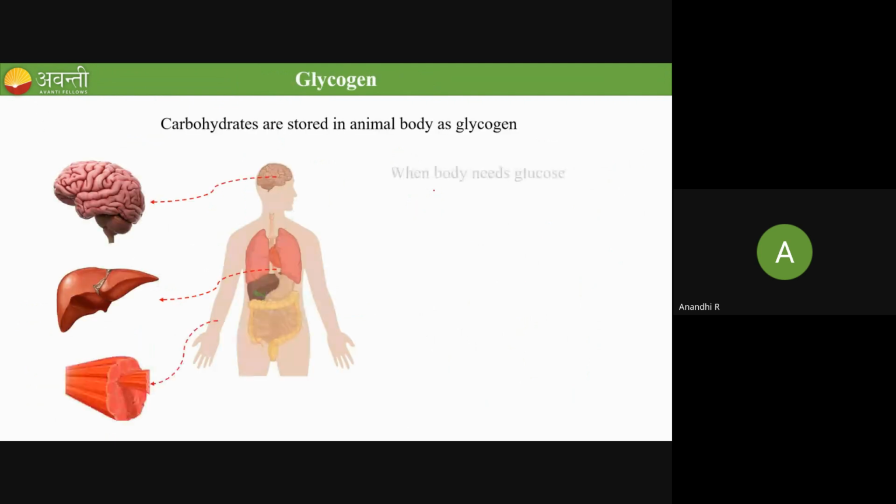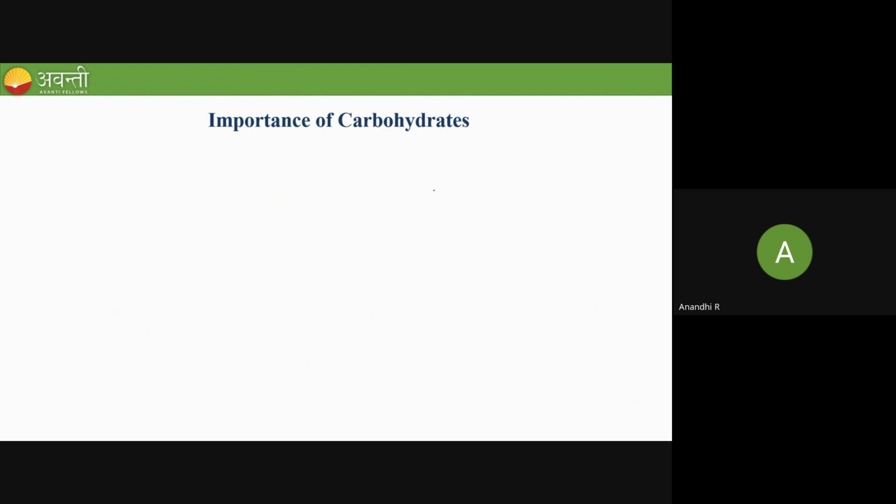So third is glycogen. Carbohydrates are stored in the animal body as glycogen. You might have studied this in your biology very well. So whenever our body needs glucose, what does glycogen do? Glycogen, with the help of an enzyme, gets converted to glucose, and it is used for energy spending purposes. Got it?